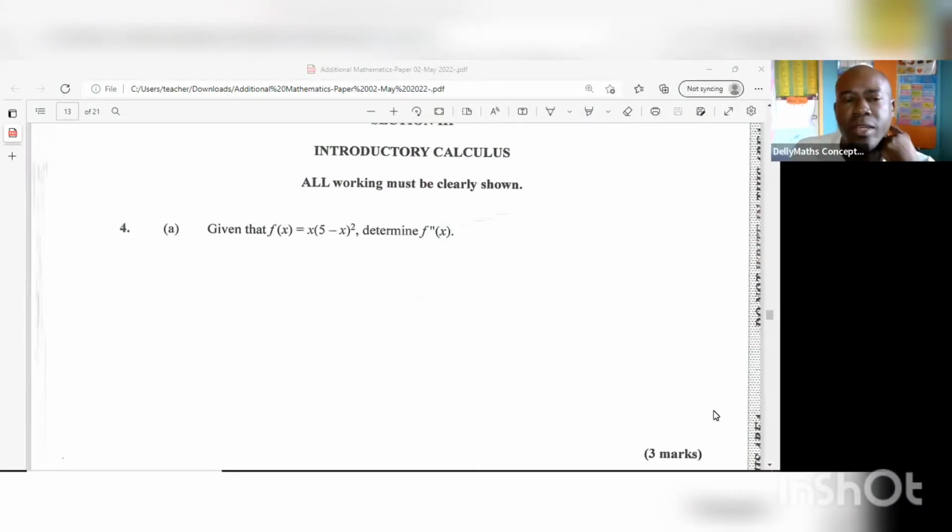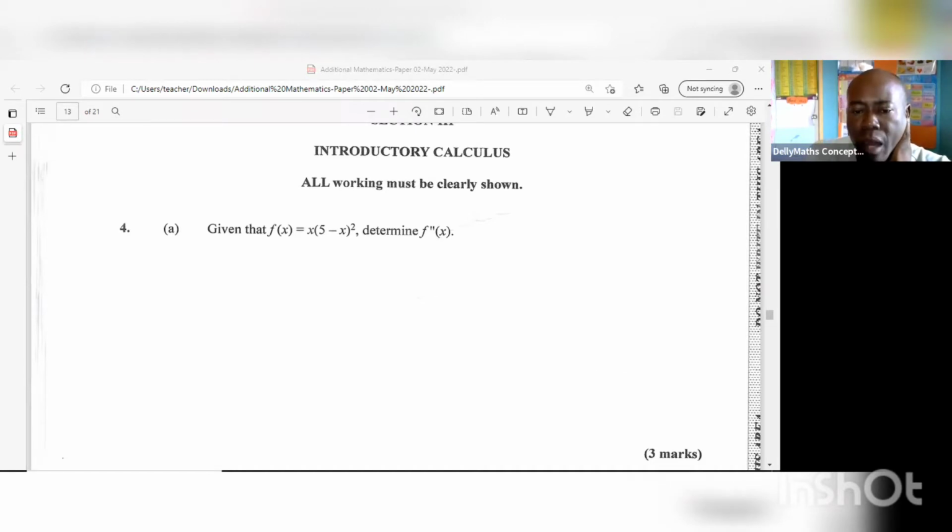What we're doing today is question 4 from the June 2022 Add Math paper 2. This is introductory calculus. It says all working must be clearly shown. Question 4 reads, given that f of x is equal to x open bracket 5 minus x squared, determine the double derivative here. So that's a derivative symbol there. We're supposed to determine the double derivative.